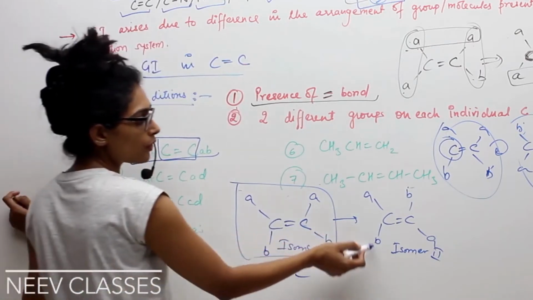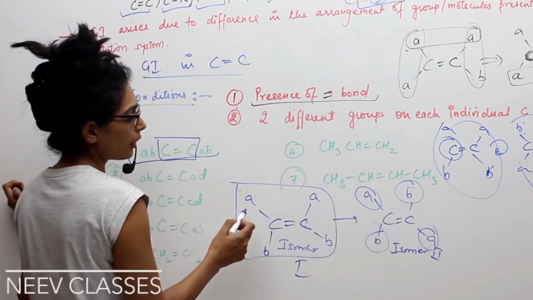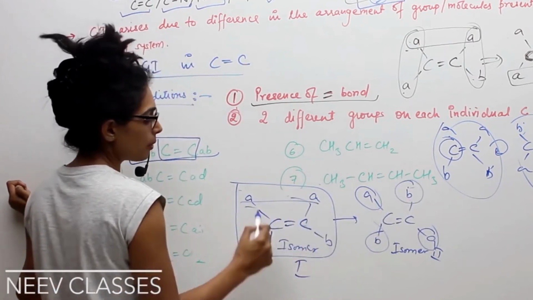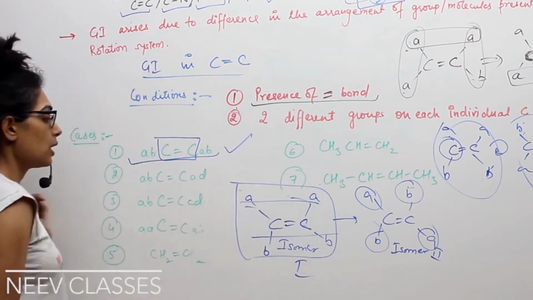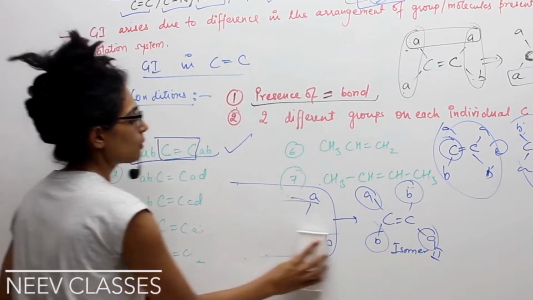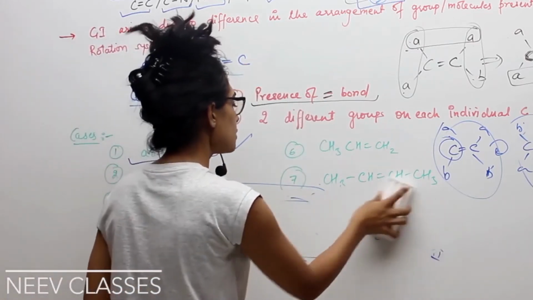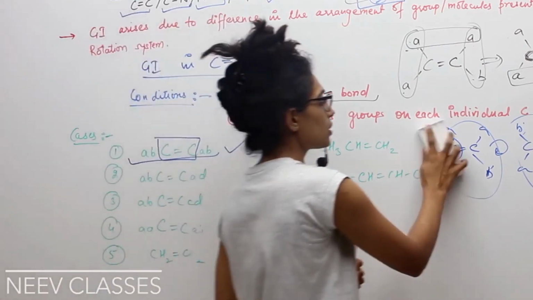Why? Because we could see the difference in the arrangement. Here AA or BB is diagonally opposite to each other, and here your AA are in the same plane and BB are in the same plane. So GI is possible in this. Now, figure out on your own whether GI is possible in the other cases or not, and then I'll discuss. Stop the video, try it out, and then I'll discuss each and every case.